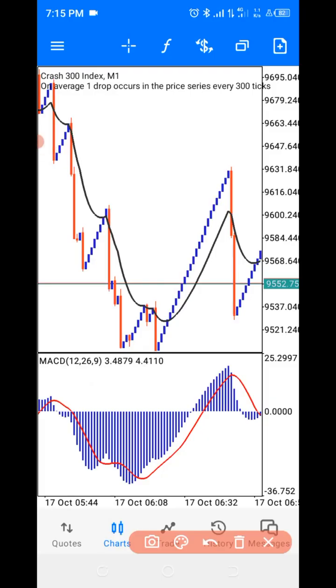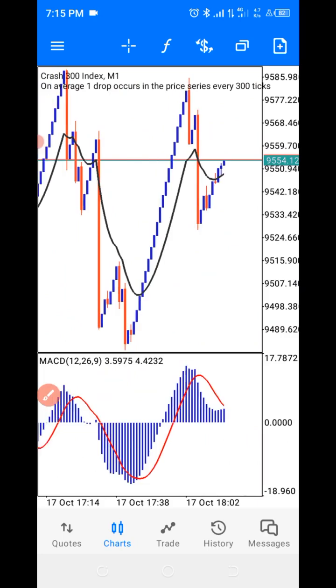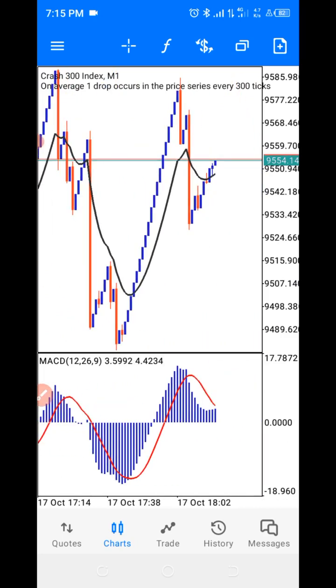So we are using two indicators. This is the first indicator here and this is the second indicator. So basically, what we're looking at is just this. Let me start from the beginning. We can see the recent one that we have here.